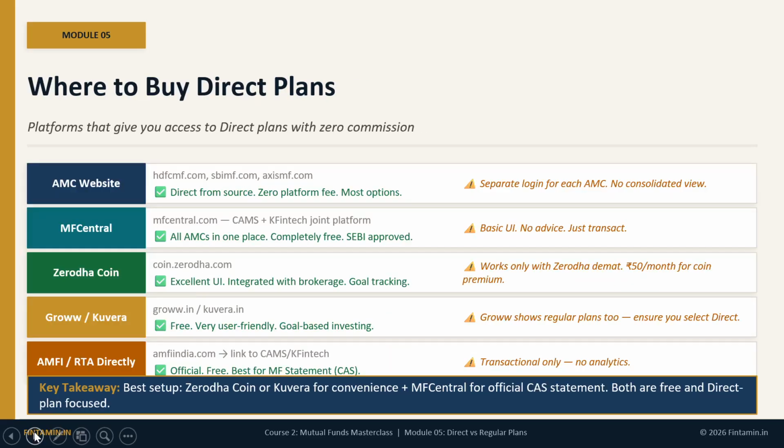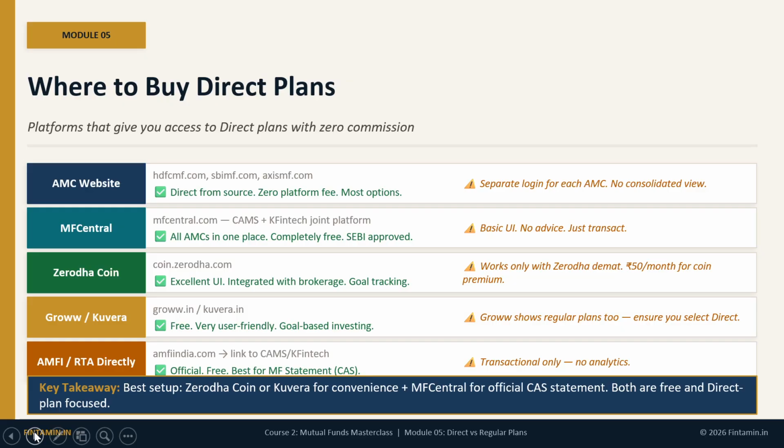Where to buy direct plans? 5 platforms where you can buy direct plans in India. First is the AMC's own website. Go directly to hdfcmf.com or sbimf.com and invest. Second, mfcentral.com. All AMCs in one place, completely free and SEBI approved.